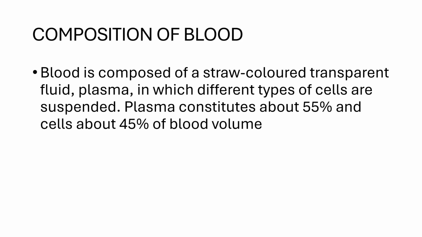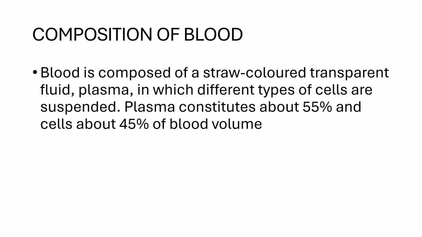Now to the composition of blood. Blood is composed of a straw-colored transparent fluid, plasma, in which different types of cells are suspended. Plasma constitutes about 55% and cells about 45% of the blood volume. The blood consists of plasma and blood cells. The plasma is 55% and the blood cells are 45% of the blood volume.